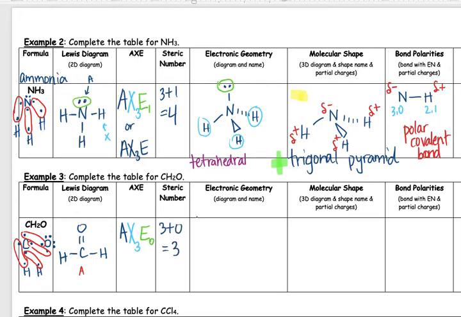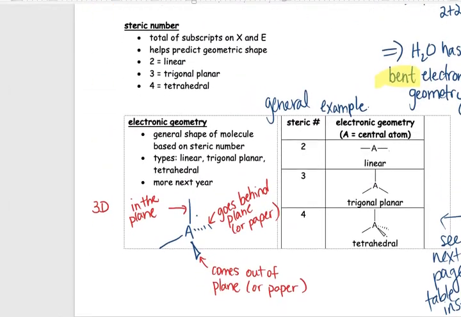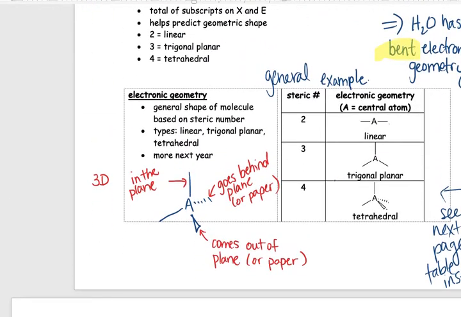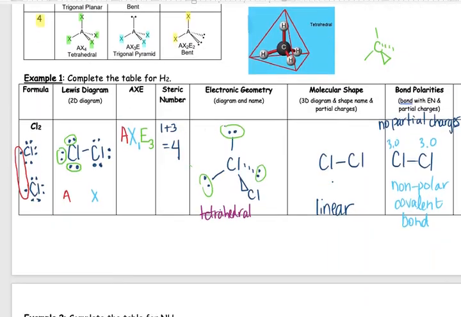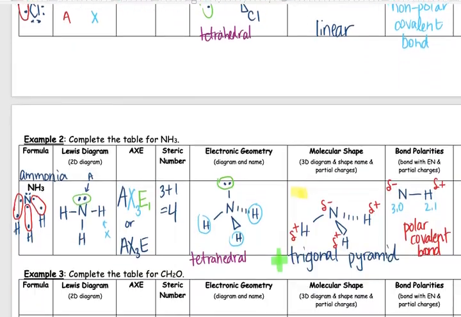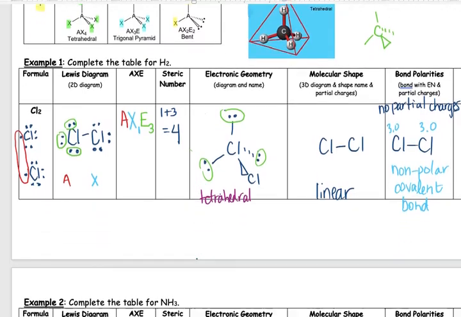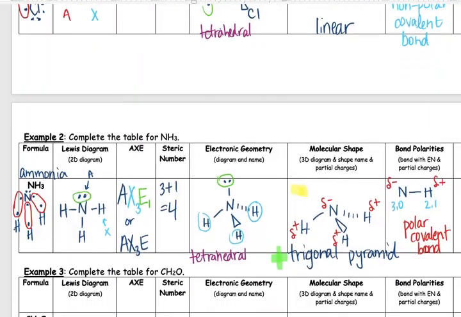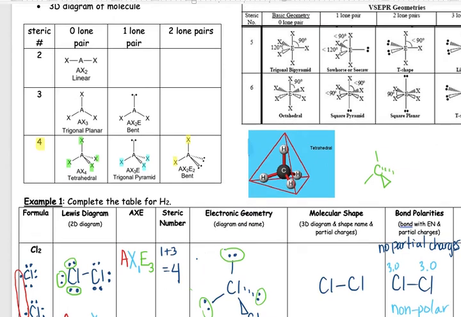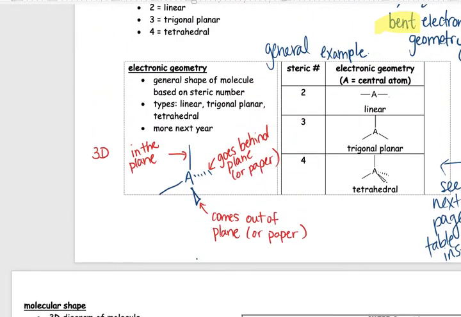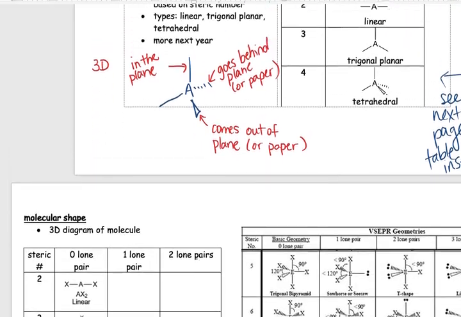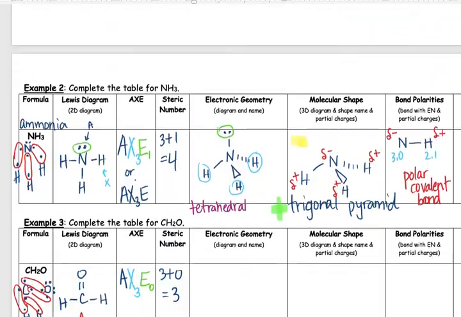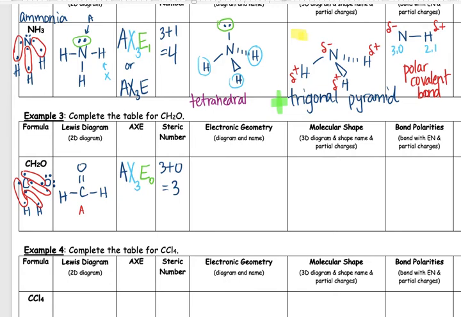So let's look at our electronic geometry table. Here it is. In the end, I added the names. When we were looking at the electronic geometry, we had tetrahedral because it was steric number 4. In our case here, we have a steric number 3 this time. So looking at our electronic geometry table, we have trigonal planar. All right, so let's add that. So trigonal planar. This is the electronic geometry.